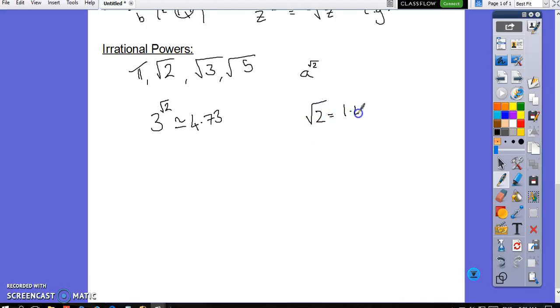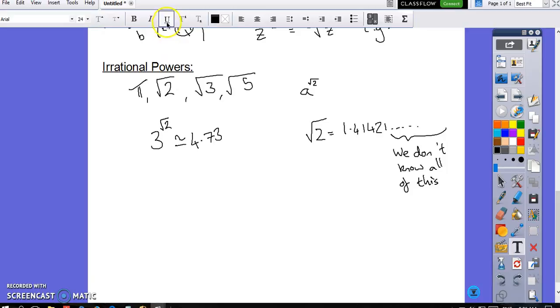You've got 1.41421, and it carries on forever. So, we don't know this, or at least not all of it. So how could we possibly find something raised to this power when we don't really know what the whole number is? Well, what we can do is we can use something called approximation. And this is something that's used very, very often in maths.